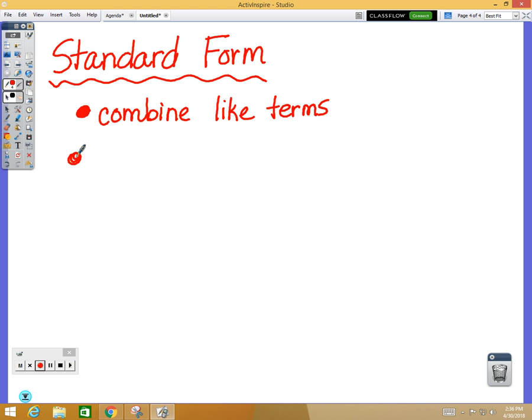And this is something that we've done before, right? When solving equations and stuff, isn't that something we always do, is combine like terms? Yes. Also, though, we are now going to order our terms, our final terms after we combine them. We're going to order them by degree. So the biggest degree to the smallest degree. So order by degree. Biggest to smallest.